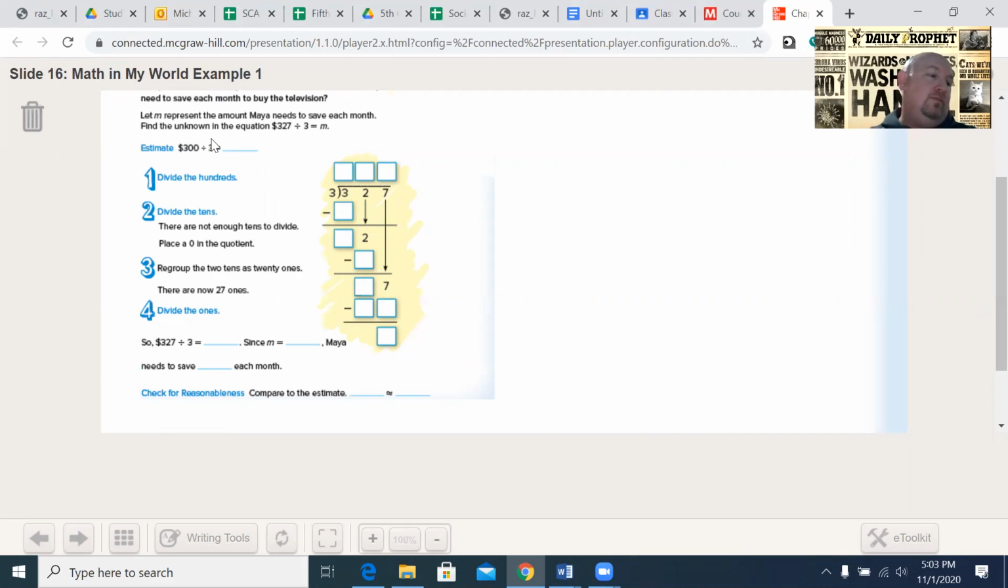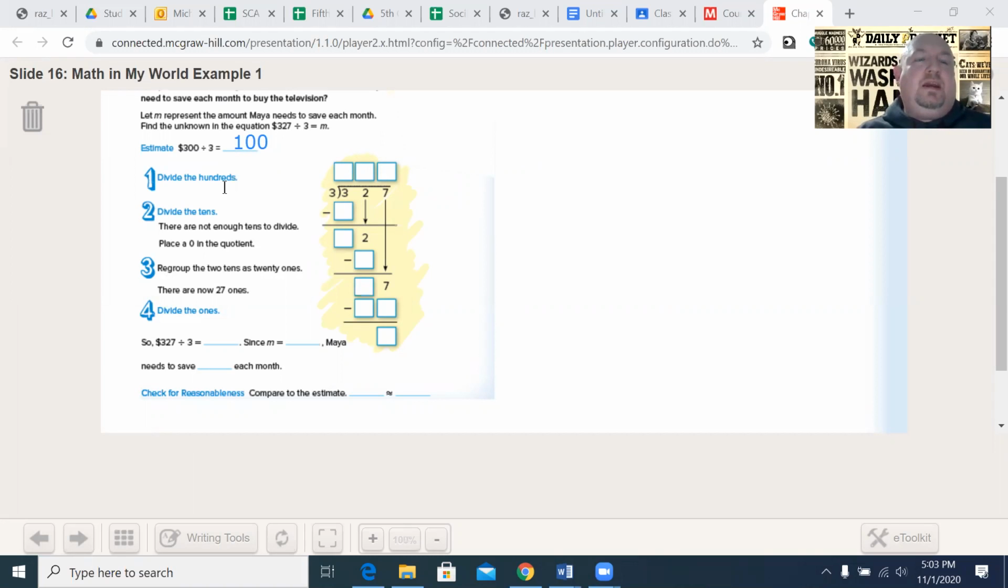Estimate. Well, Maya is saving to buy a television. The television costs $327. She plans to save money for 3 months. How much does Maya need to save each month to buy the television? 327 divided by 3. 3 is pretty close. I go to the rounding to the hundreds. 300 divided by 3. Get my annotation tool. You already know that 3 divided by 3 is 1. And there are 2 zeros, 100.